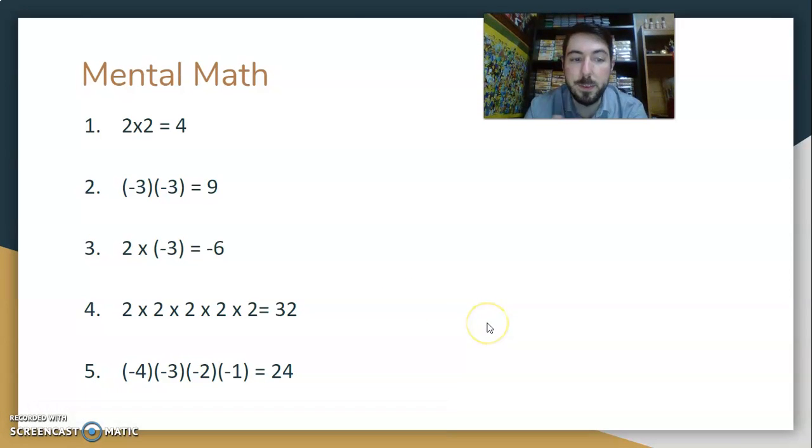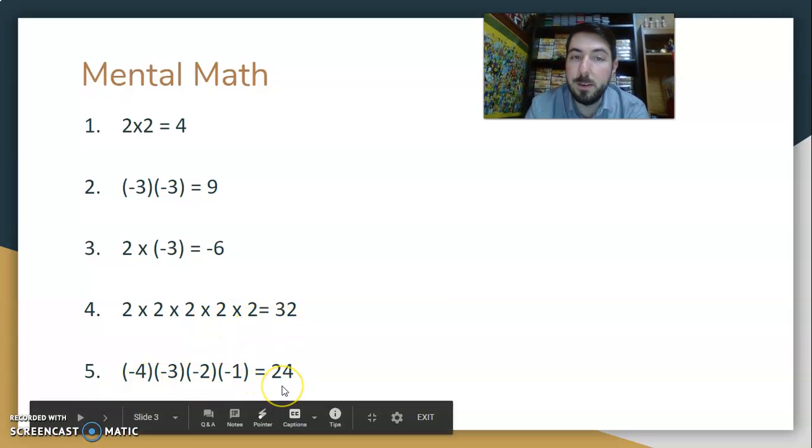Alright, so there are the answers. So 2 times 2 is 4. Negative 3 times negative 3 equals positive 9. 2 times negative 3 equals negative 6. This whole lovely thing equals 32. And this whole thing here equals 24.